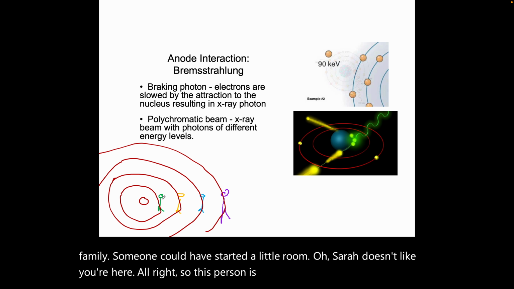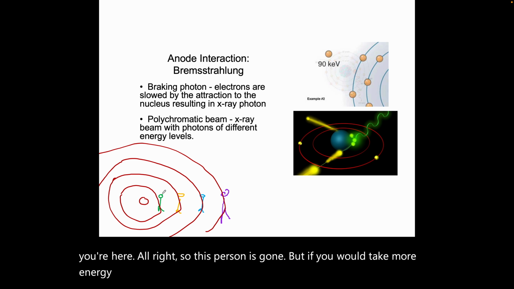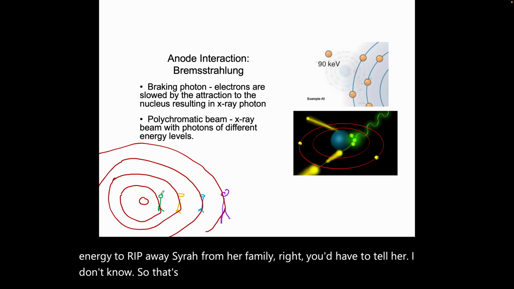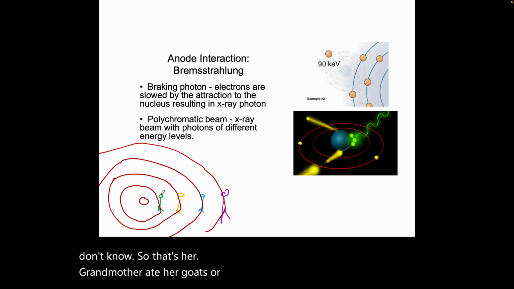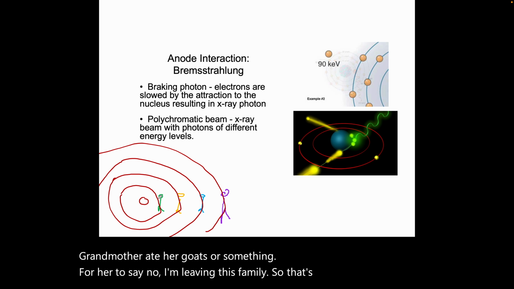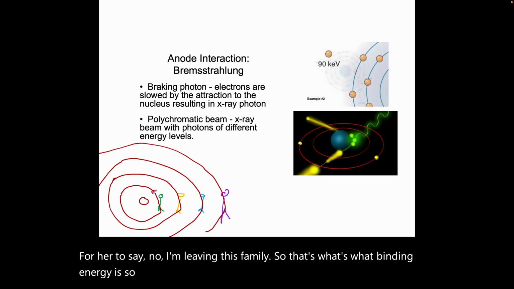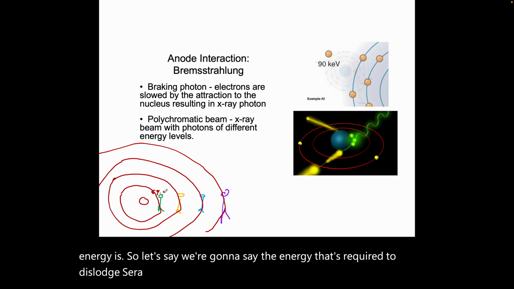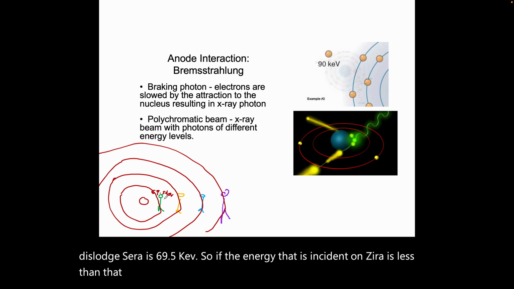But it would take more energy to rip away Sarah from her family, right? You'd have to tell her, I don't know, that her grandmother ate her goats or something, for her to say, nope, I'm leaving this family. So that's what binding energy is. Let's say the energy that's required to dislodge Sarah is 69.5 keV. So if the energy that is incident on Sarah is less than that, she won't leave her family. That's what's happening, right?